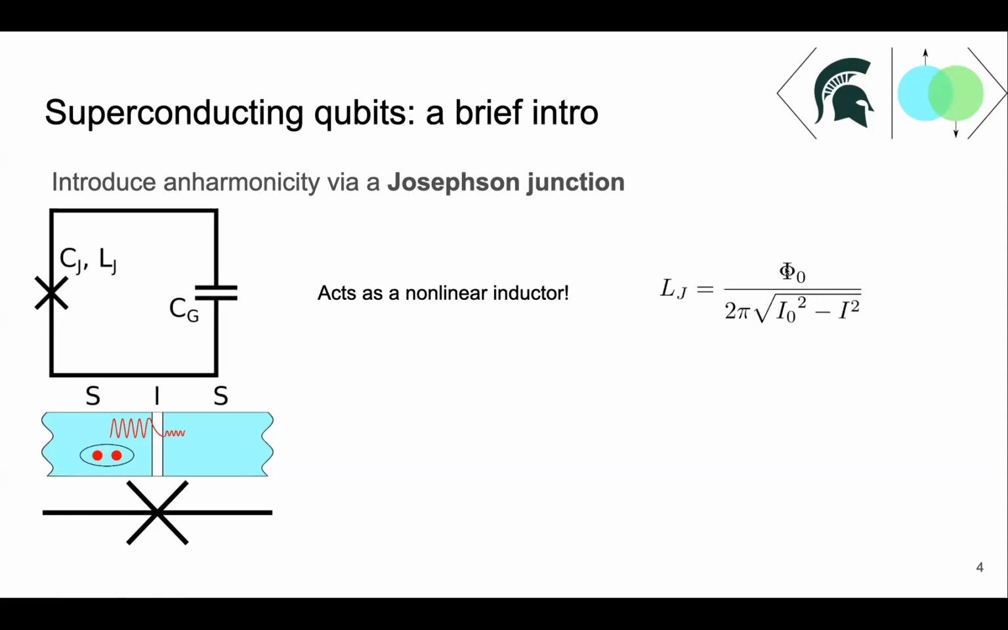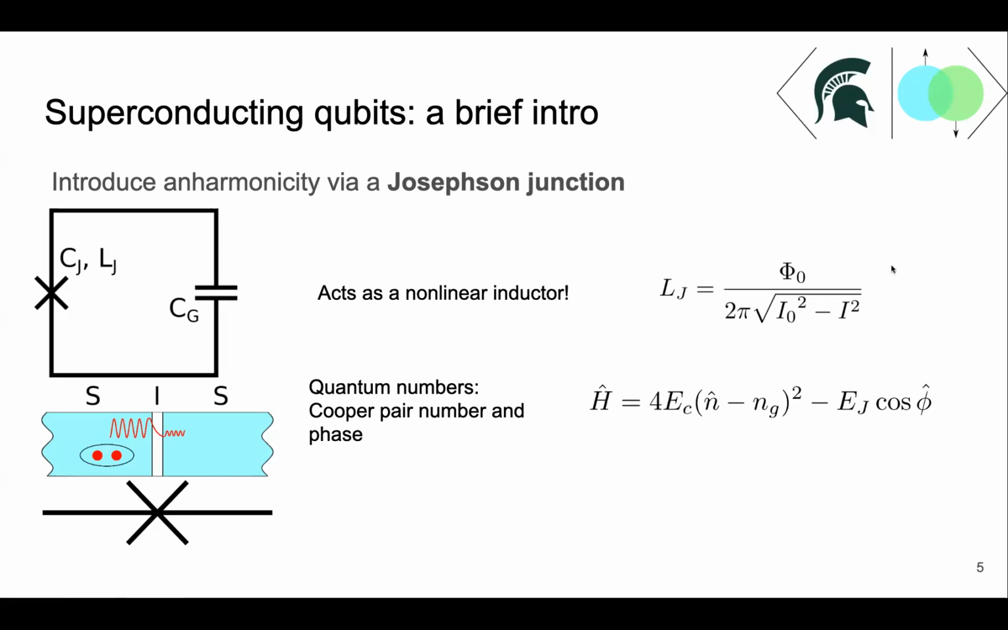Okay, so when we plug it into a circuit, we often draw it as an X rather than a squiggle for an inductor. And its inductance is given by this equation here. So here I0 is what's called the critical current, and I is the current flowing through the junction.